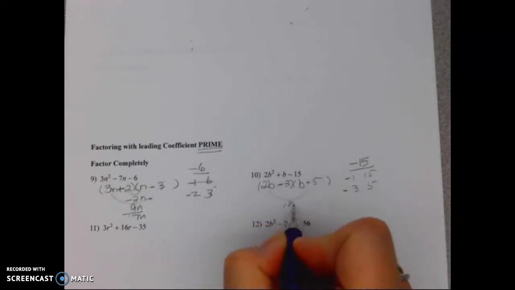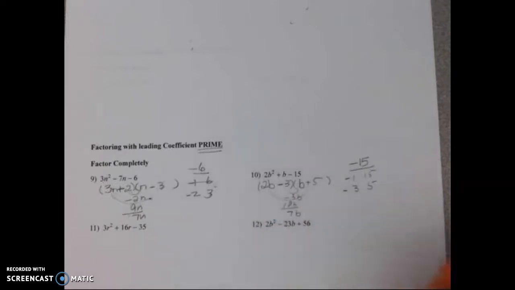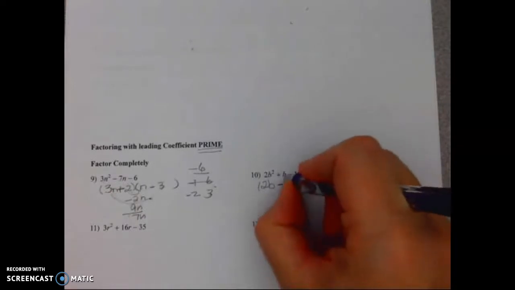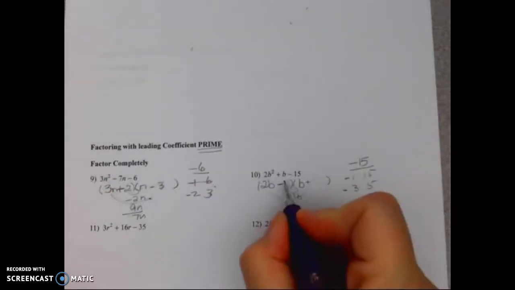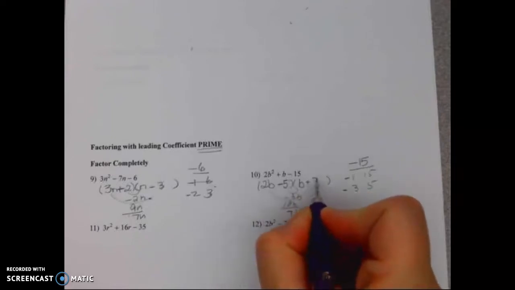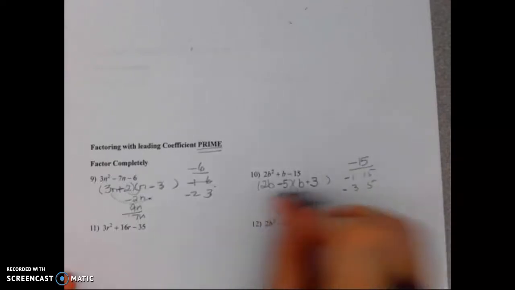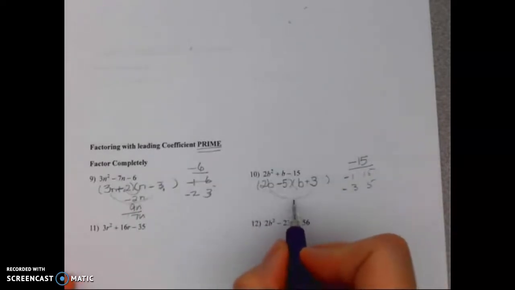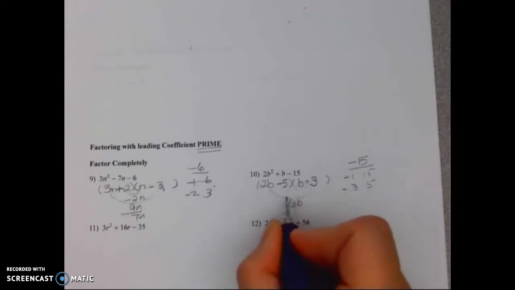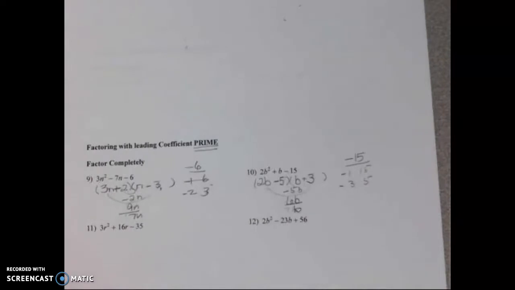Outside is 10b. Inside is negative 3b. When you put your like terms together, you get 7b. That didn't work. Boo. Let's change the 5 and the 3 and see what that does. It's a good thing we have pencils. Outside loop. Positive 6b. Inside loop, negative 5b. Oh my gosh, there it is.